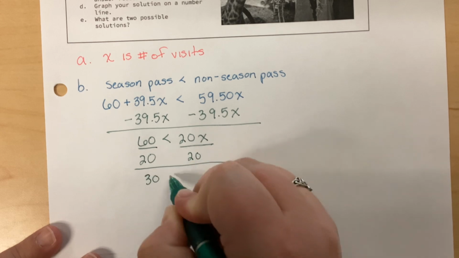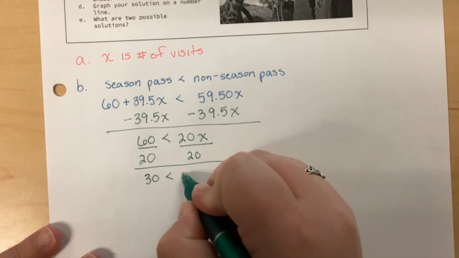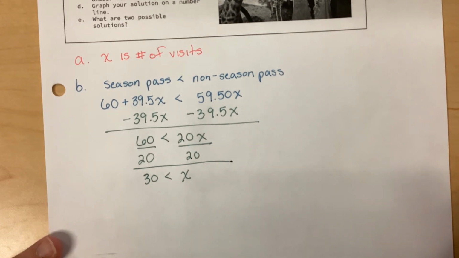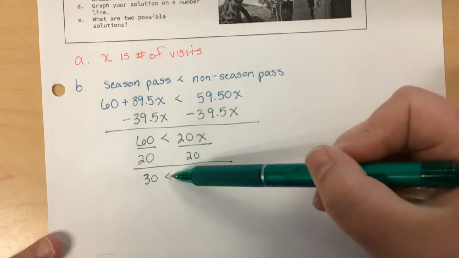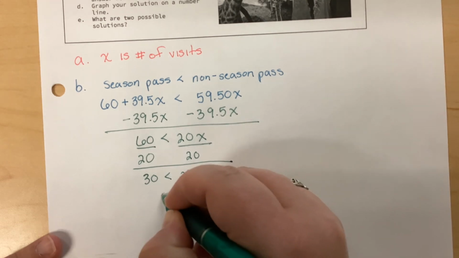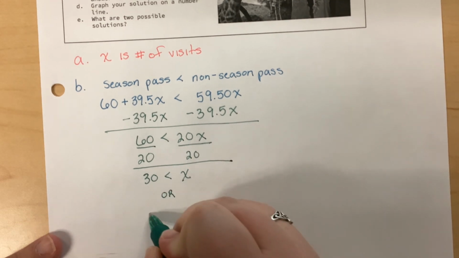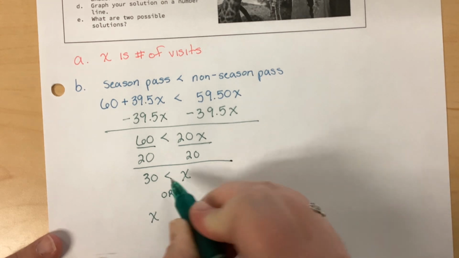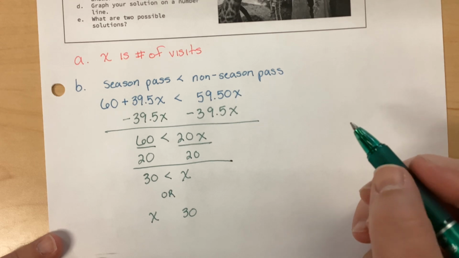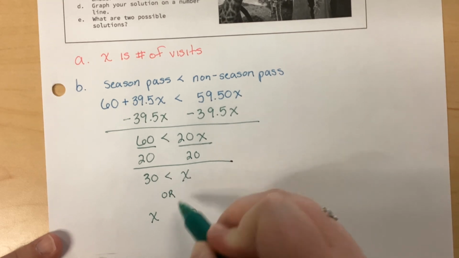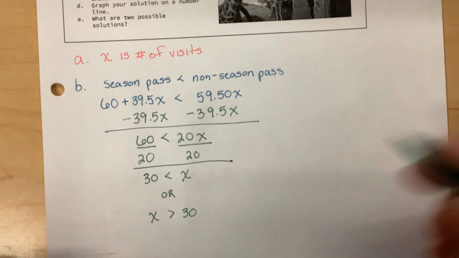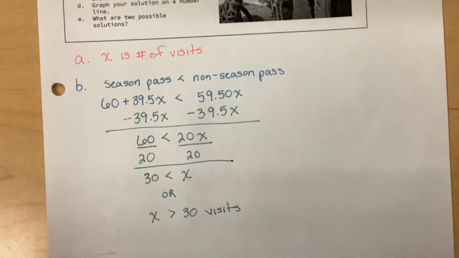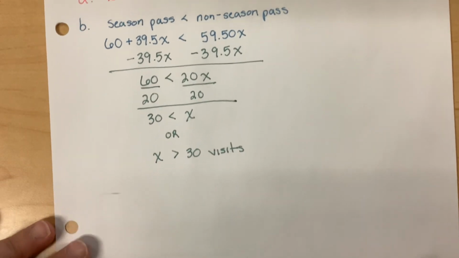This I divided by a positive, so the sign stays the same, and then I'm going to put my x down here. All right, now if you don't like having the x on the right, it is okay to flip it around, but you have to remember that you flip the sign as well. So there's another way I can write this. If I want the x over here and my 30 over here, that's fine, but make sure that the sign is still pointing the same way. So if it's open towards the x here, it needs to be open towards the x here. And then it's 30 visits. So you would have to go to the zoo 30 times for that season pass to be worth it.